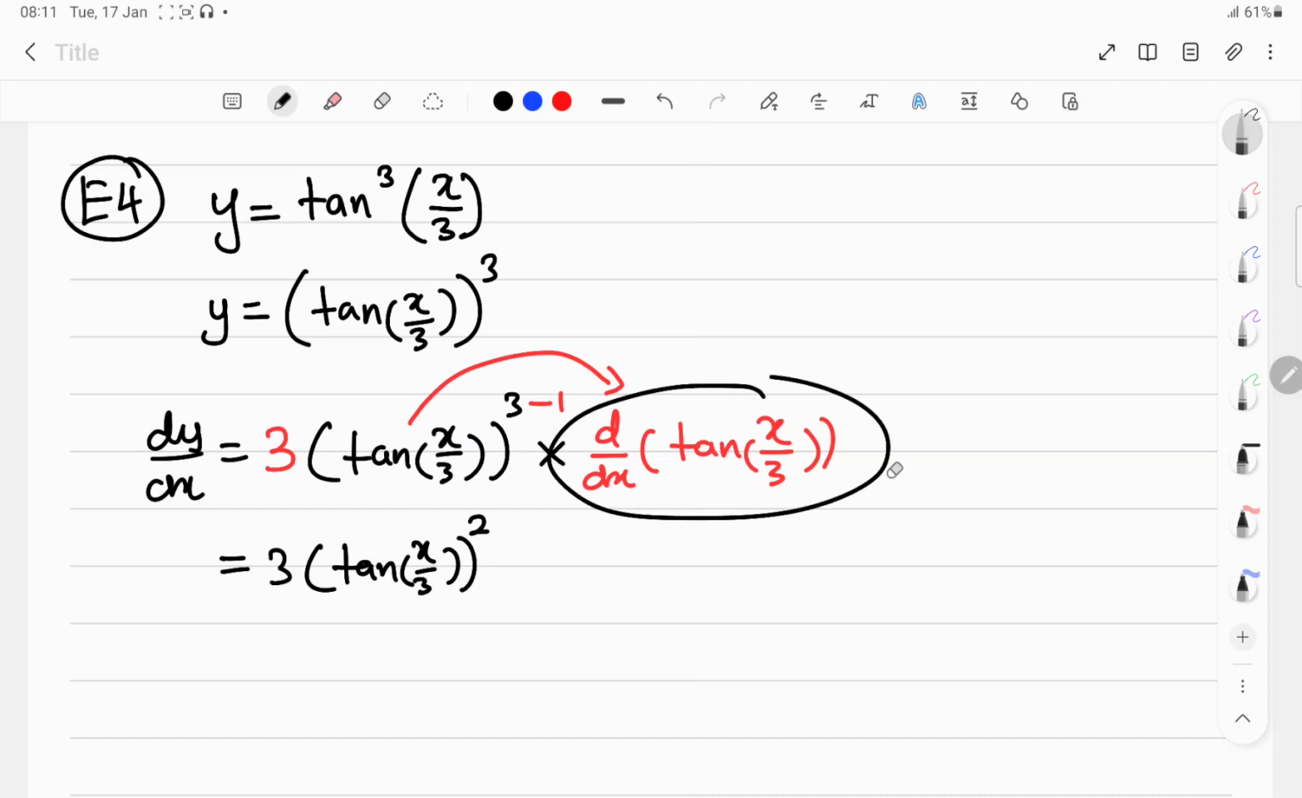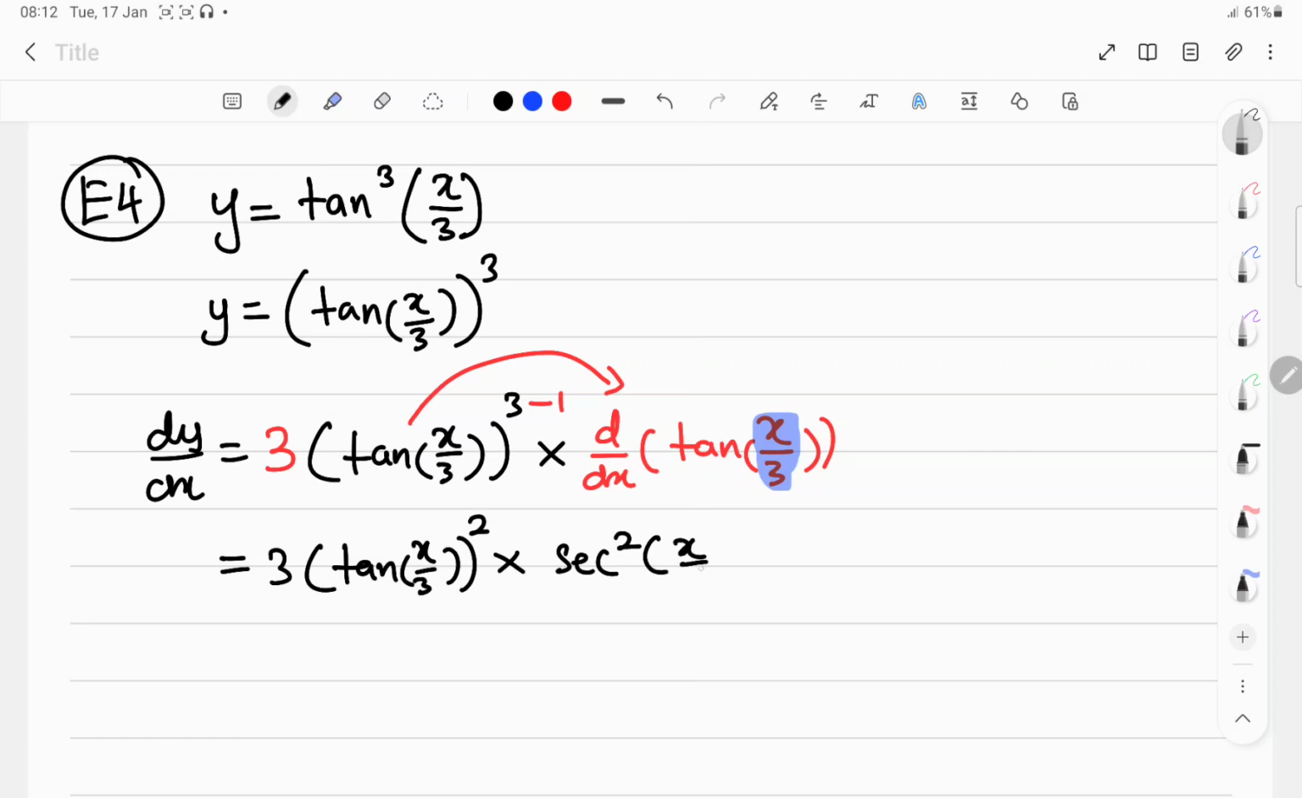Now this is our next worry. How to differentiate this? Tangent, but before that we have to highlight what's the f(x). This is the f(x). So tangent differentiated becomes secant squared, secant squared x over 3. And then multiply by what? By the differentiation of the bracket, sorry, which is x over 3.